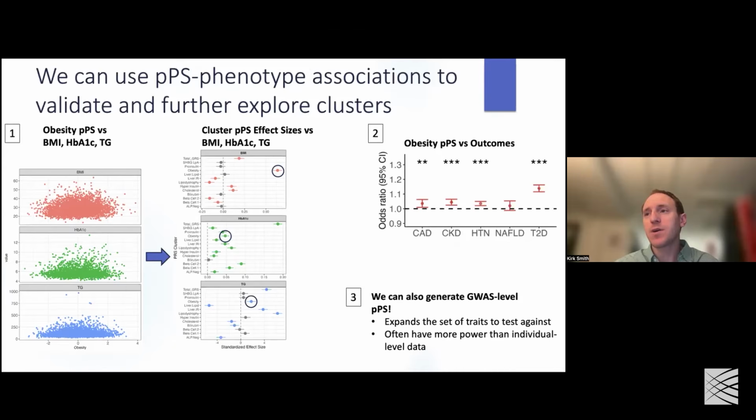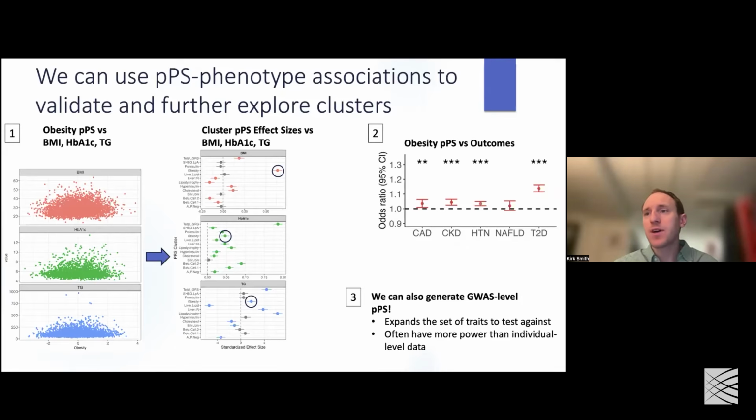In cases where we are testing traits that we used in the clustering, we typically think of these as validation tests of the clusters. So for example, as you can see here in the top plot, confirming that the obesity cluster has a strong association with BMI. Now, when it's a new continuous trait, we consider it an exploratory test.